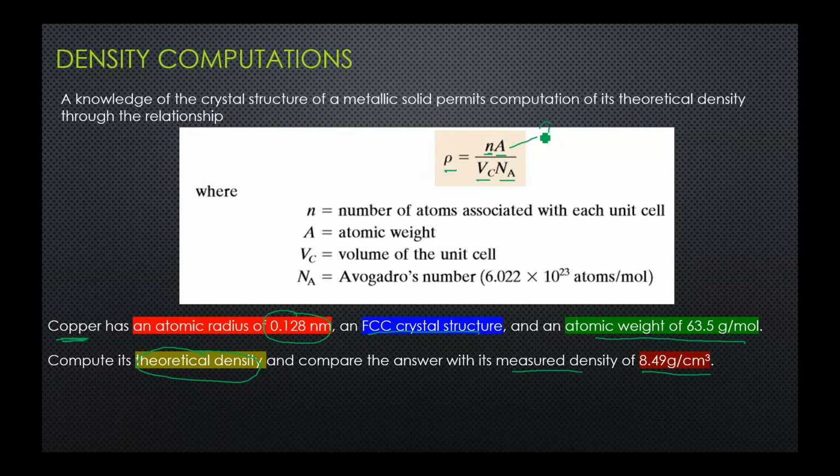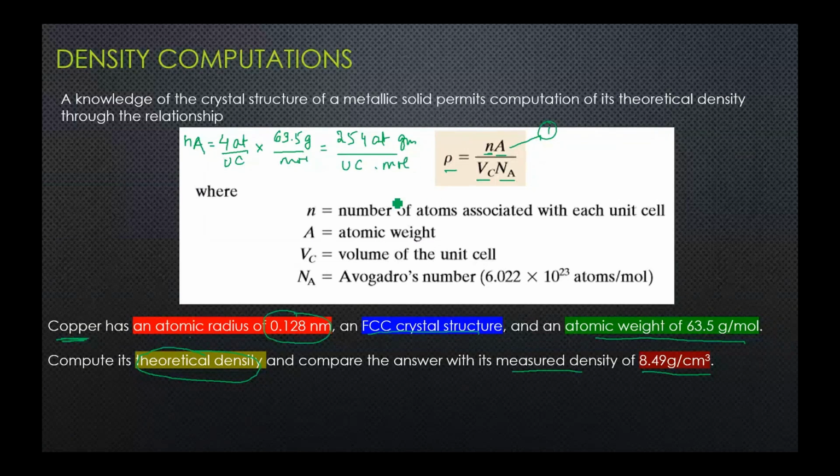Let's look into this computation first, N multiplied by A. In an FCC unit cell, there are essentially 4 atoms in a unit cell, multiplied by the atomic weight of the copper, which is 63.5 grams per mole. The product makes it 254 atoms grams per unit cell multiplied by mole.